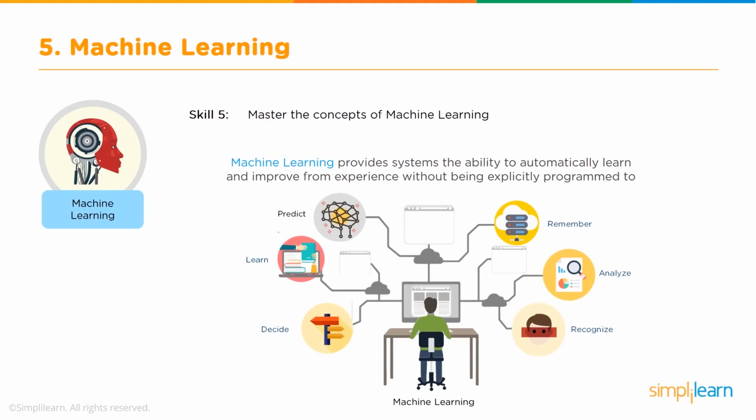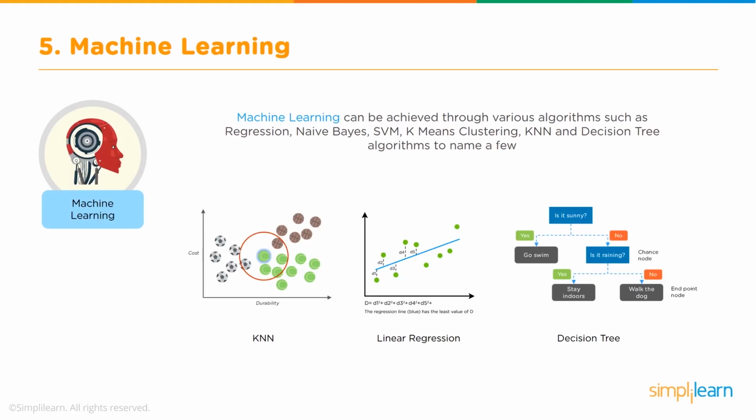Skill number 5, machine learning. To master the concepts of machine learning. Machine learning provides systems the ability to automatically learn and improve with experience without being actually programmed to do that. Machine learning can be achieved through a number of different algorithms like regression, naive Bayes, SVM, k-means clustering, KNN, decision tree, just to name a few.